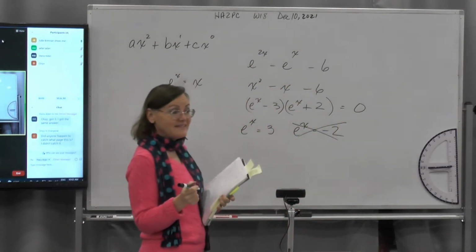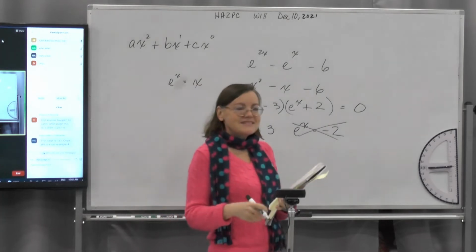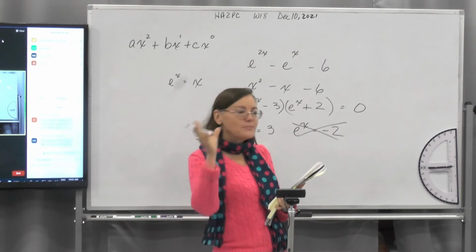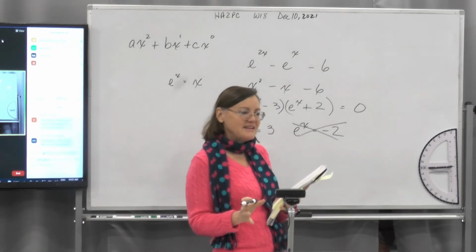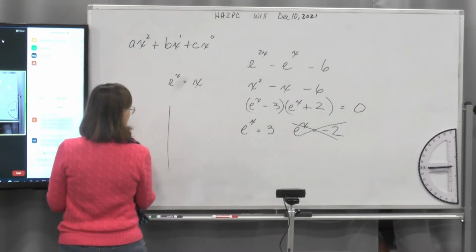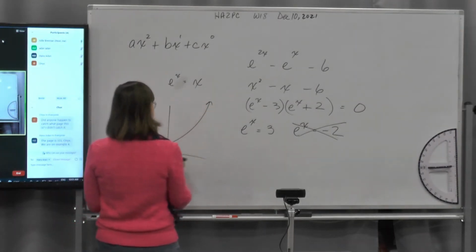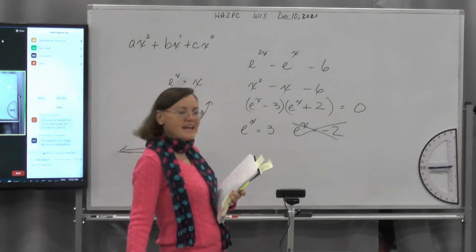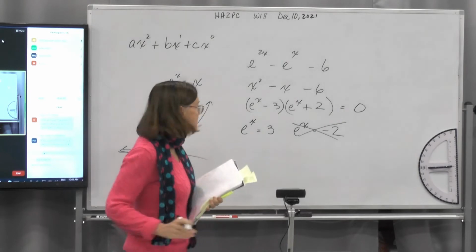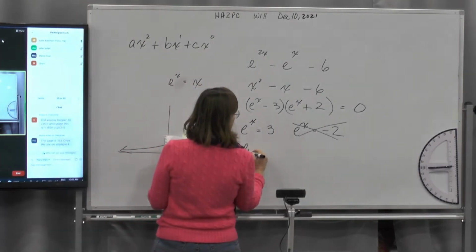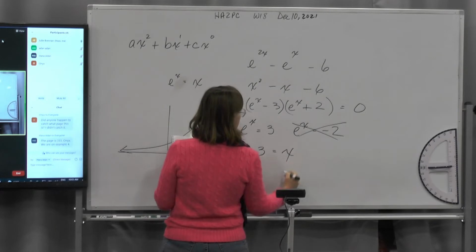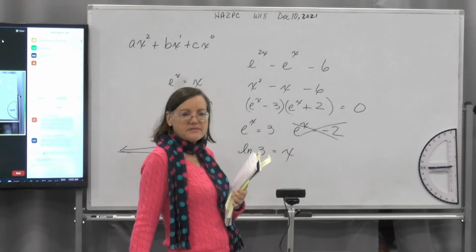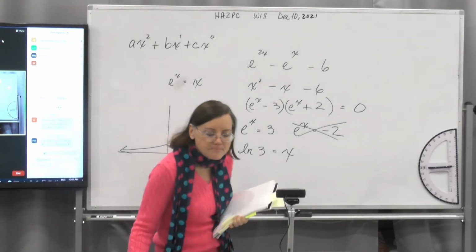Anybody not see why? e is 2.72 something, and I cannot multiply it by itself any number of times and get a negative number. And this is an exponential function. What is that function going to look like? It's going to look like that, never negative. So we have an extraneous solution, and there's only one solution. Take the natural log of 3 to get x. That's the exact answer, and then we take the natural log of 3 to get the estimated answer.